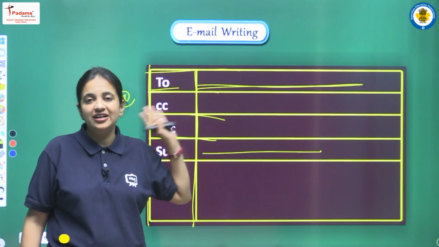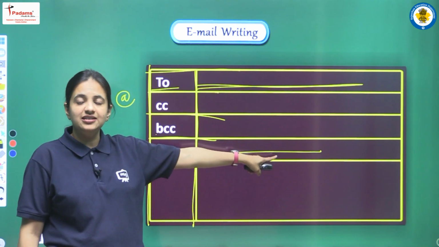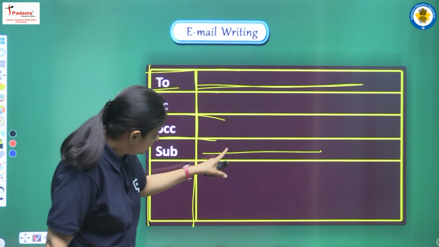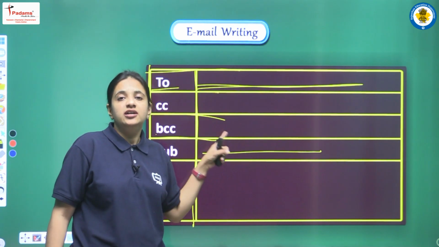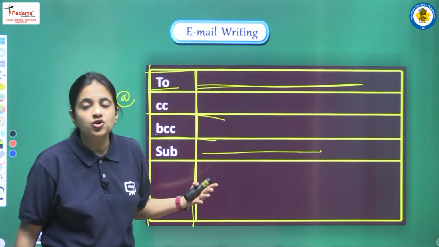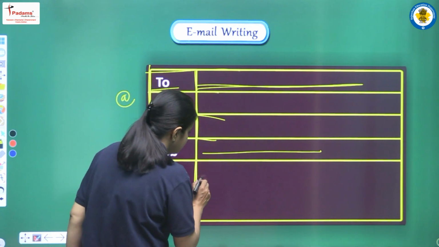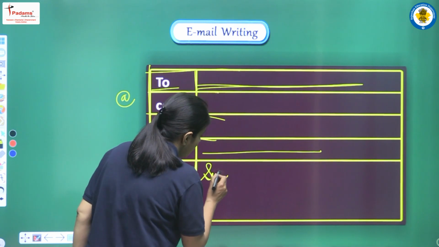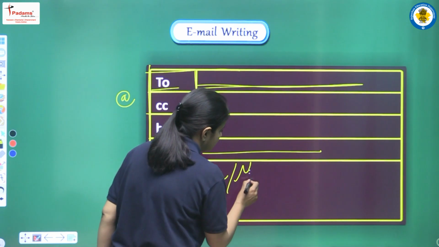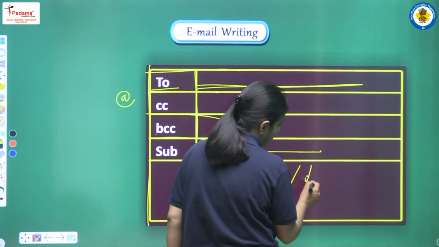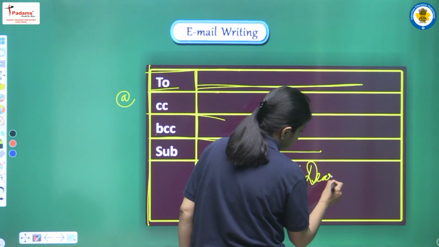So that subject, in a very short form, you can write here in this column. Now, in this space we have to write our subject matter. We can start with "Sir" or "Madam", or if we are writing to our friend, we can write "Dear friend".